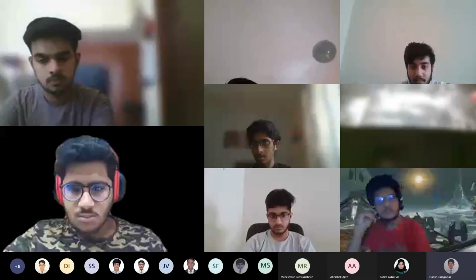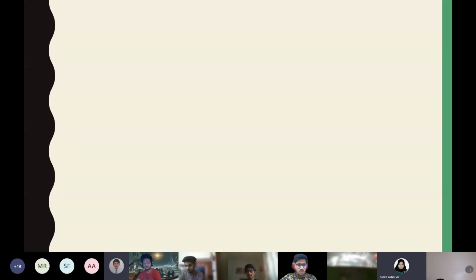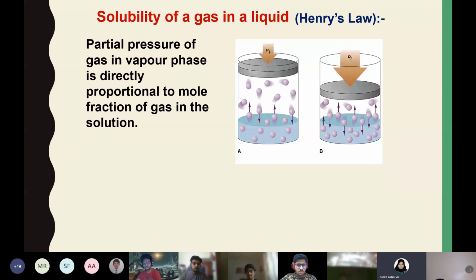Fraction of gas. So did we discuss Henry's law as well? Yes, ma'am. Okay, thank you, Harish. Right, so we'll continue the discussion on Henry's law.